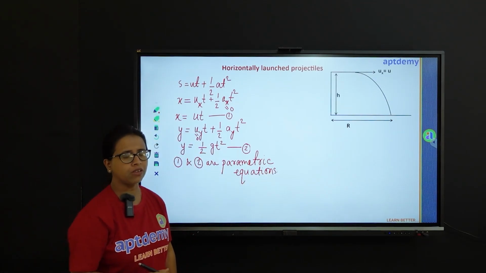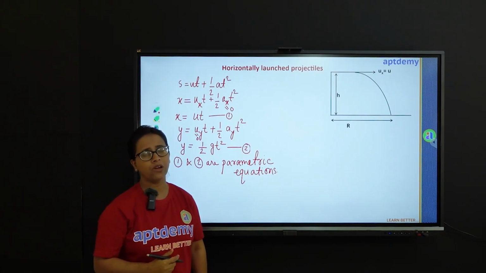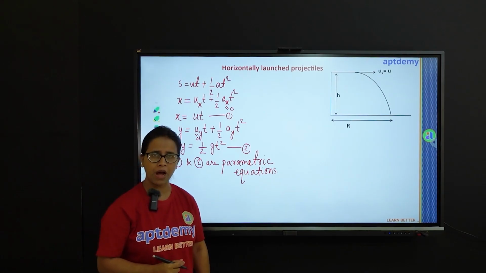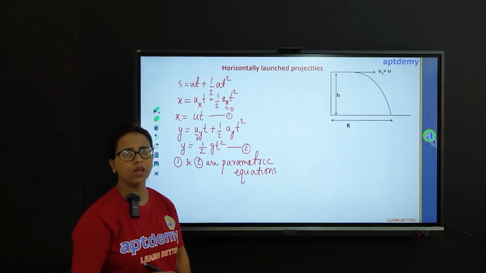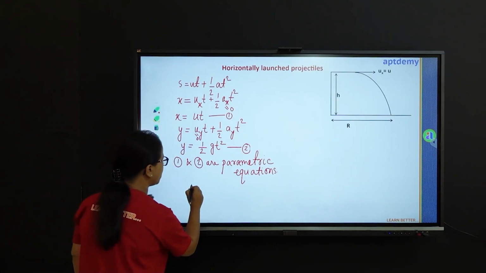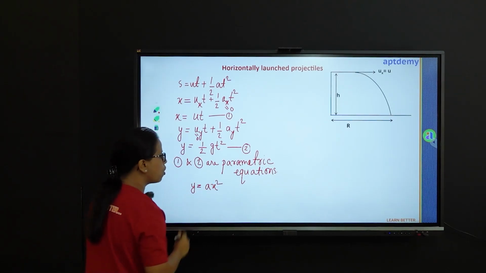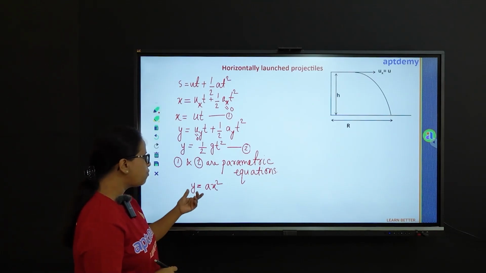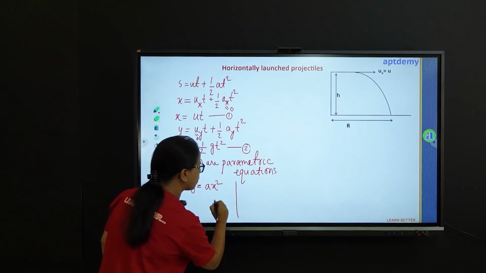Now, with due respect to Galileo, let us try and find out whether a projectile really follows a parabolic path or not. How do we do that? We know the equation of a parabola is y equals ax squared, where a is a constant. Now, if we try to plot this graphically, how does the graph look?